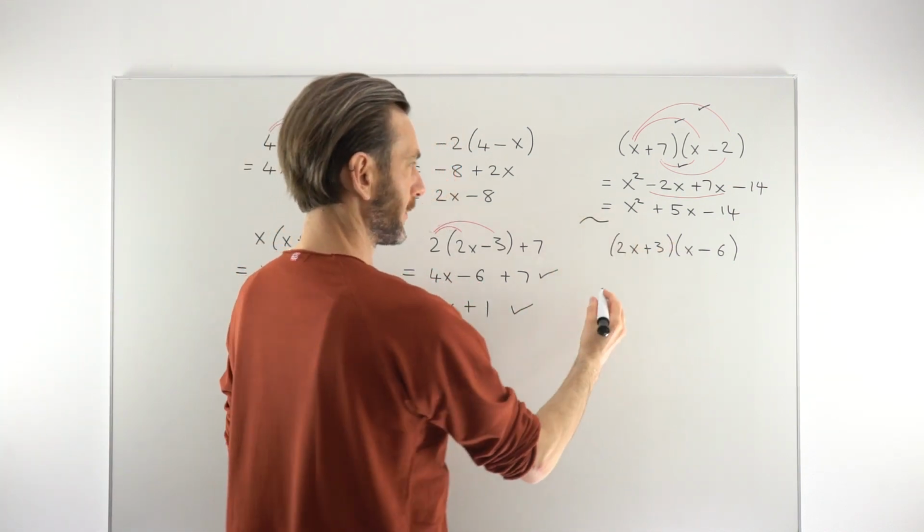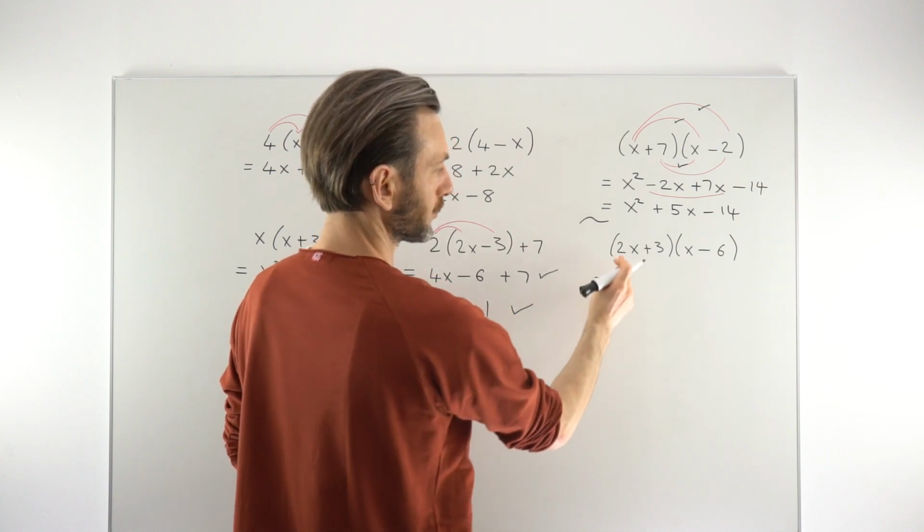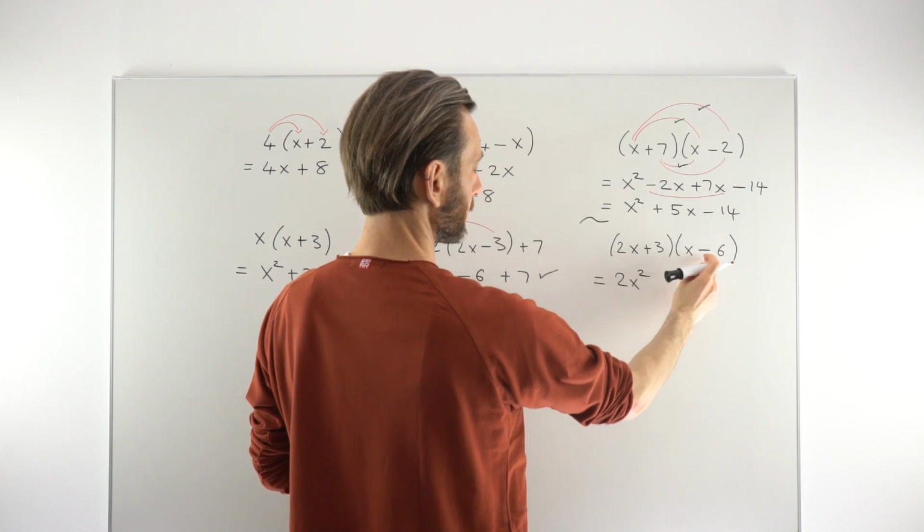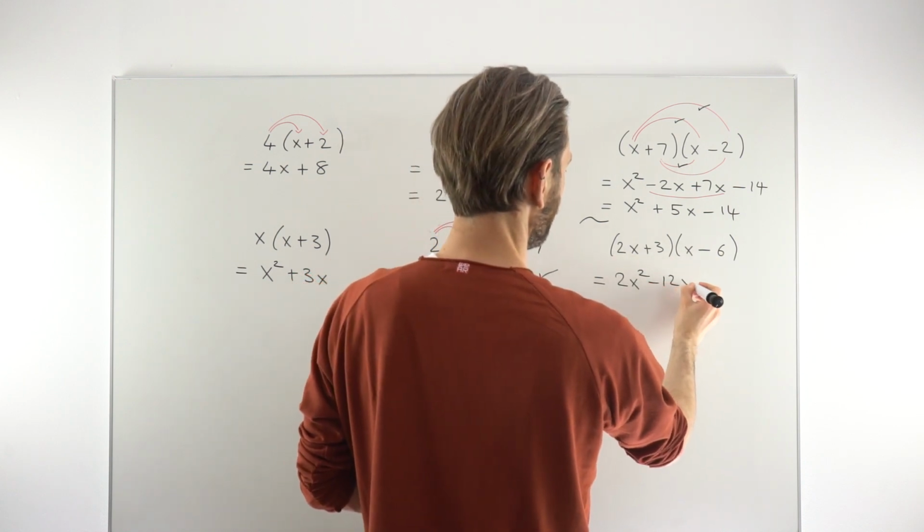I'll drop the arrows this time, and I'll just go through the working. So 2x times x gives us 2x squared. 2x times negative 6 gives you negative 12x.